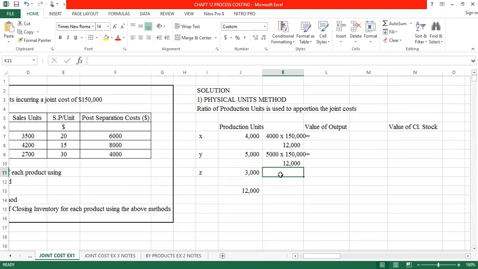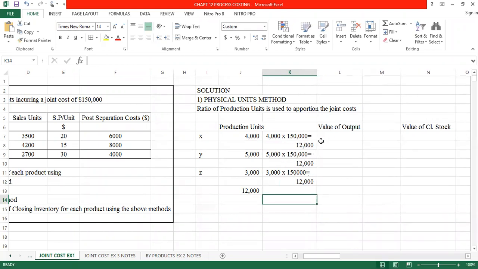The next one is 3,000 times 150,000, the joint costs, divided by what? 12,000. Not 120, I meant 12,000, sorry. So that is what we have, and it is that easy. I hope there is nobody who doubts that it is easy compared to what we were covering. So these are free marks in exams. If you want to get the value, that is what you do.